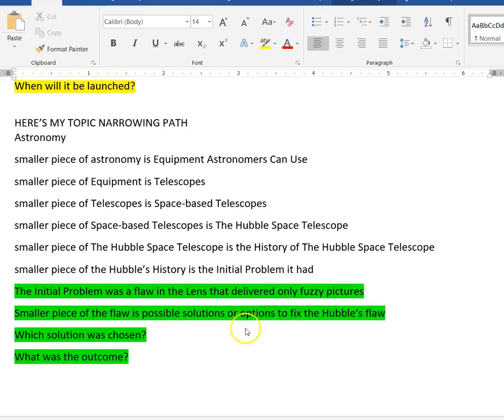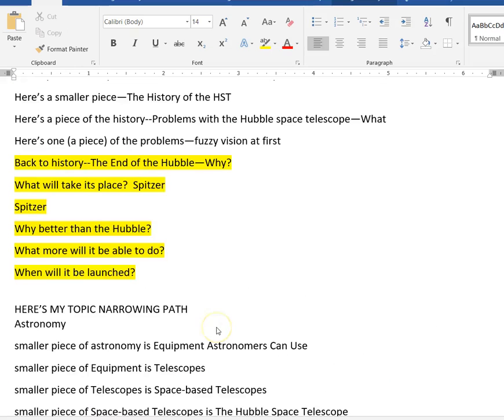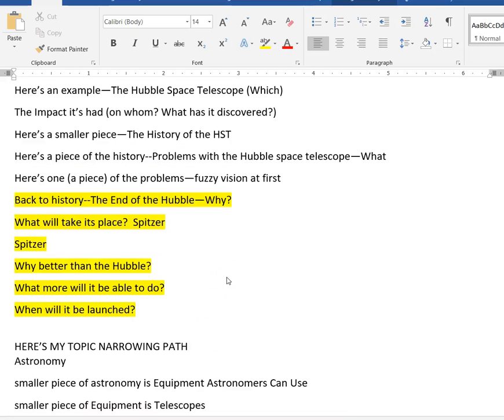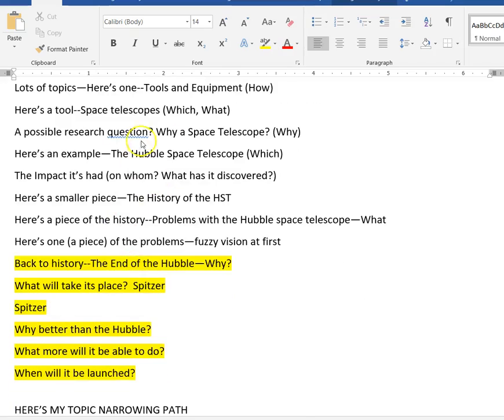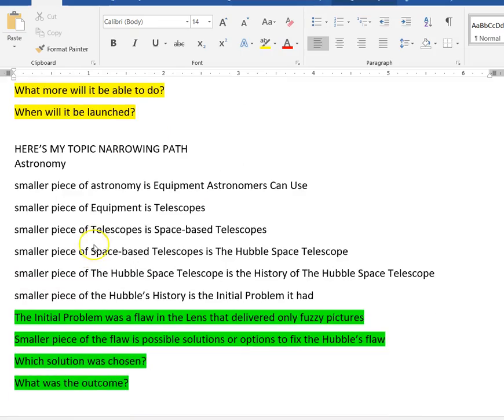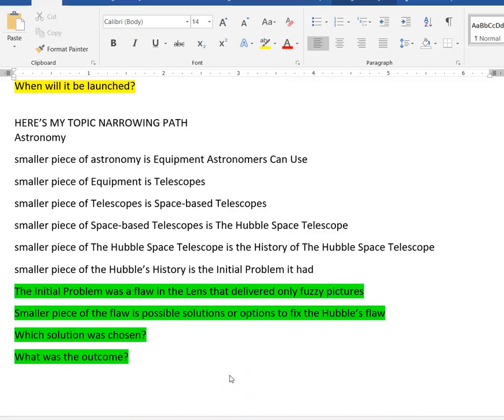Okay, and the nice thing about this is this means now that when I'm looking for sources to teach myself about this, that's all I have to look for, sources about this. I don't have to look for anything in general about space-based telescopes, nor the Spitzer, nor astronomy. See, all of this now is basically blocked out for me and it's made a whole lot easier. So that's basically the narrowing game.